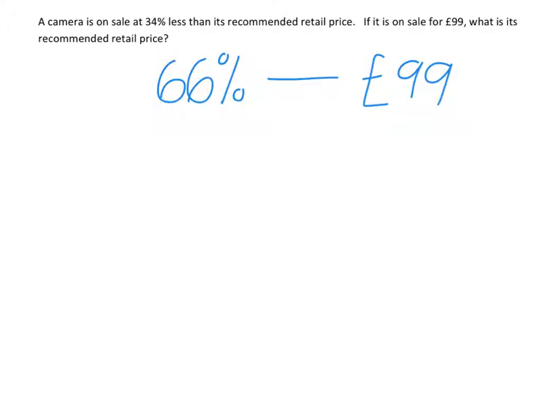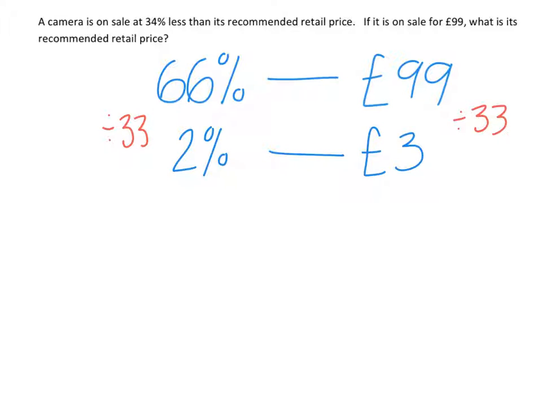As far as these questions go, this one might not immediately seem the most obvious, but if we look at the numbers 66 and 99, then we should realise that 33 will go into both of those. So if we divide 66 by 33, and we divide 99 by 33, then we get on this side 2%, and on this side we get £3.